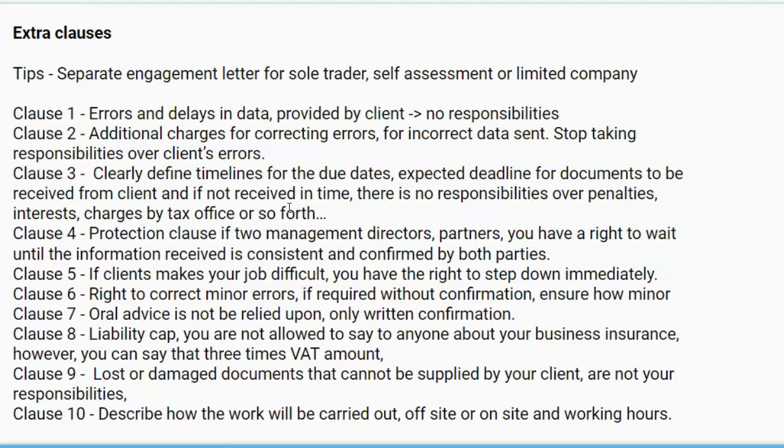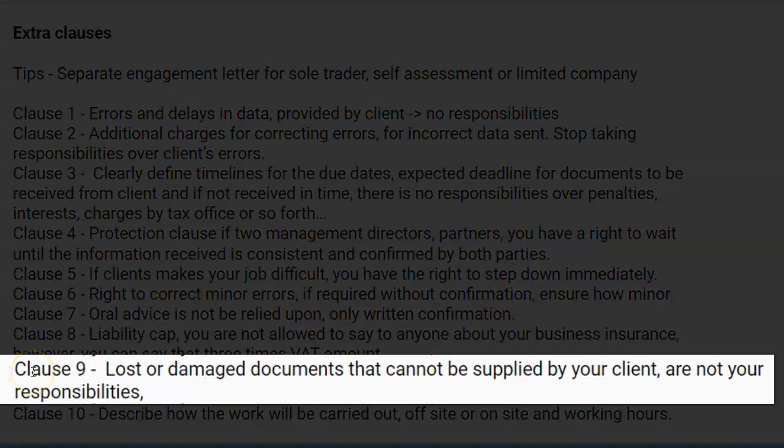And it's very important, especially if it's to do with payroll. If you're a bookkeeper, most likely you will be doing the payroll submissions. So make sure that you put these clauses into the documents. Next thing is lost and damaged documents. Again, I highly recommend you put this clause in.